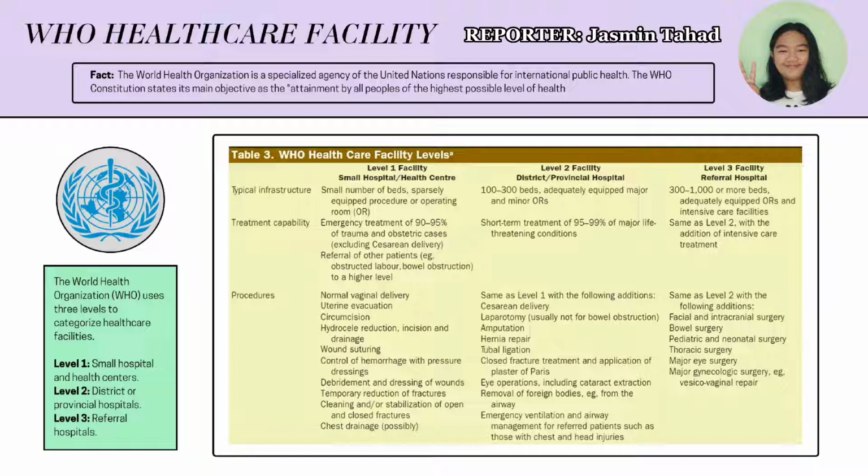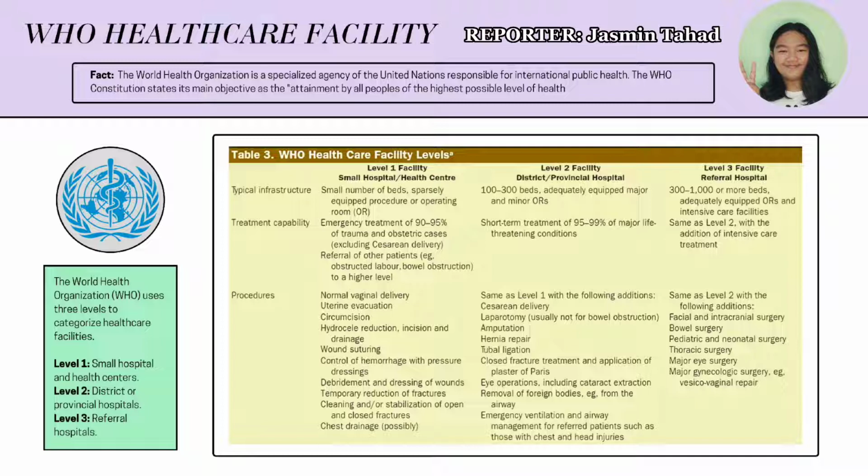The World Health Organization uses three levels to categorize healthcare facilities. Level 1 is small hospitals and health centers. Level 2, district or provincial hospitals. And level 3, referral hospitals. So according to WHO, every level of facility may have different typical structure, treatment capabilities, and procedures.